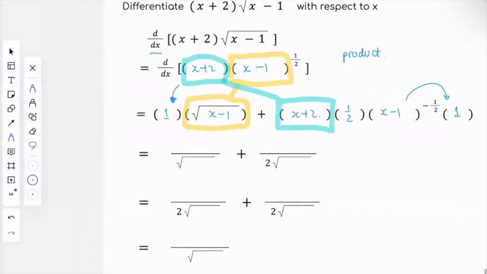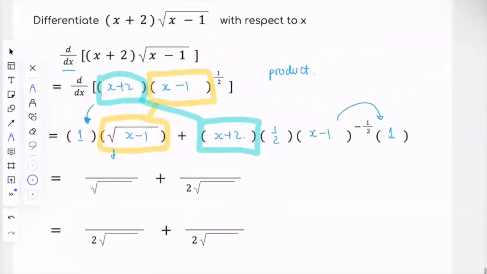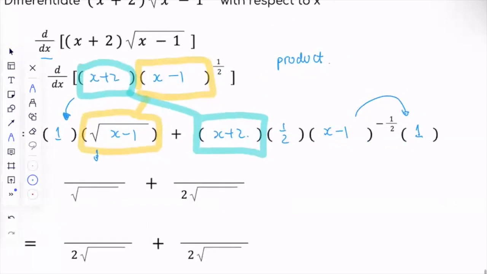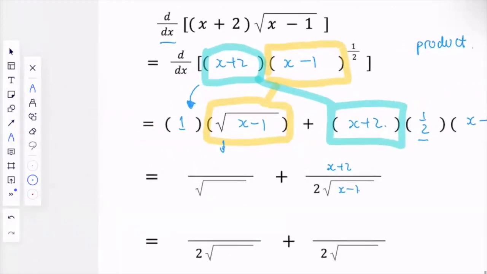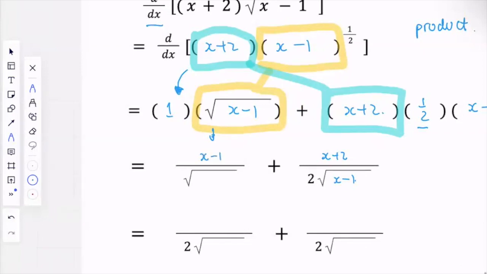Then what must we do? We must simplify to make it into the common denominator. We do the second term first. The second term here, the numerator is x plus 2. And the denominator is 2 because we have half here: 2 times square root x minus 1. How about the first term? The first term is also quite simple. We make it into x minus 1 over root x minus 1. And if you do that, you're going to get this first term here, square root x minus 1.